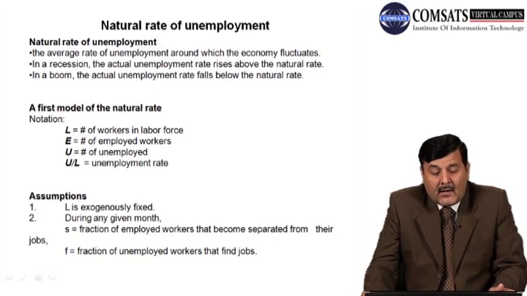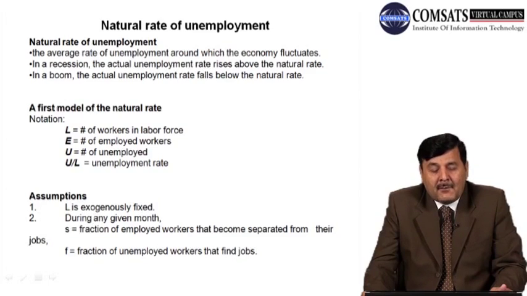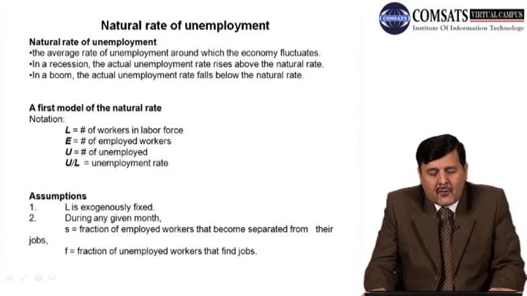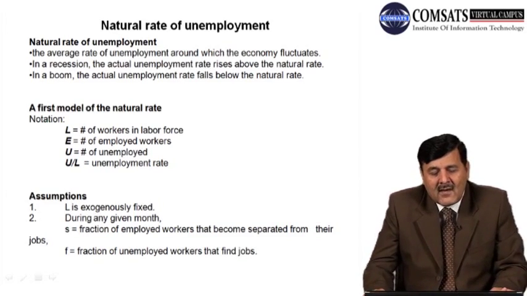Now we'll try to introduce the notations that we're going to use in this lecture or in the subsequent lectures. First model of natural rate notations, like L is used for the number of workers in the labor force. तो एल जब हम यूज़ करेंगे तो इसका मतलब है वो तमाम लोग, वो तमाम वर्कर्स जो कि लेबर फोर्स में हैं, उसको हम एल से डिनोट करेंगे. E is the number of employed workers, U is the number of unemployed workers, and if we divide U by L, the unemployed number by the total labor force, this gives us the unemployment rate in the economy.